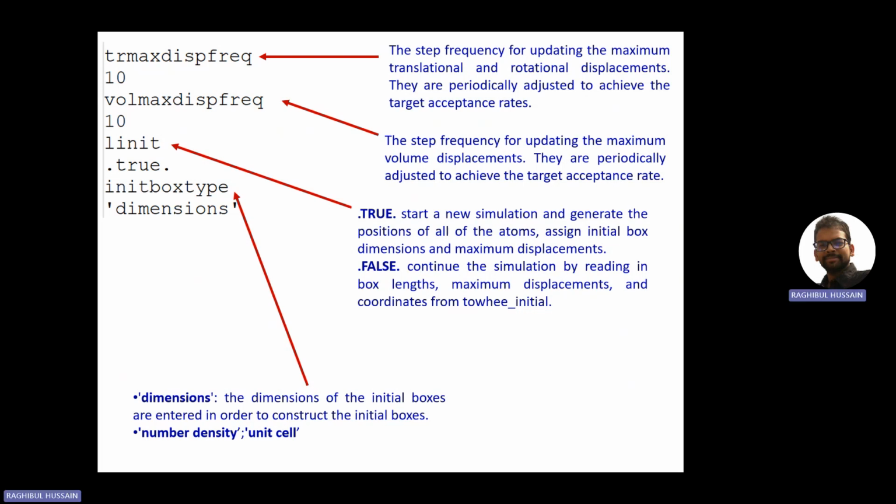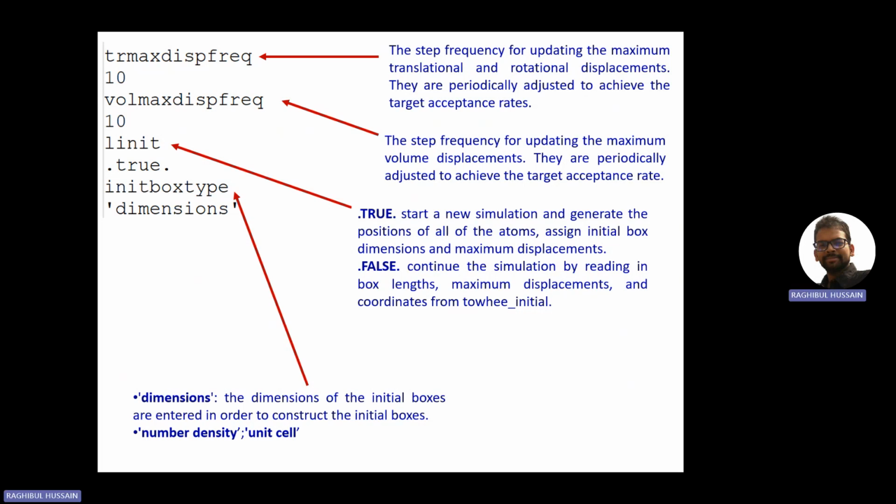Yes. After this, we have an important variable which is known as the limit. We have only two logical options, either true or false. True means I am telling towhee to generate the positions of all the atoms. To start the simulation, you need the positions of all the atoms. Either towhee will generate them, or if you already have the PDB files or the positions of all the atoms, make it false. If you make it false, it will start the simulation from the towhee_initial file. In the towhee_initial file, I will show you, all the atom positions are already there.